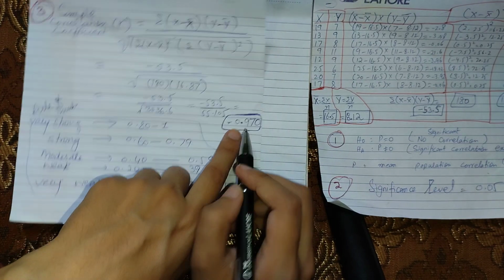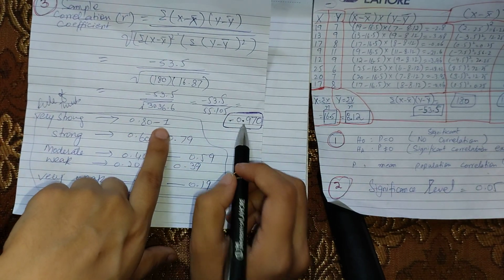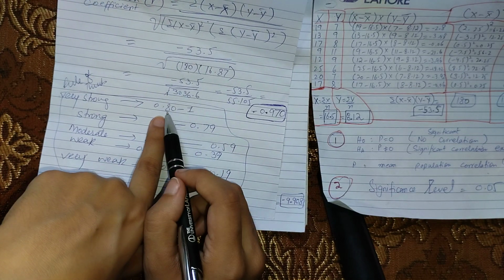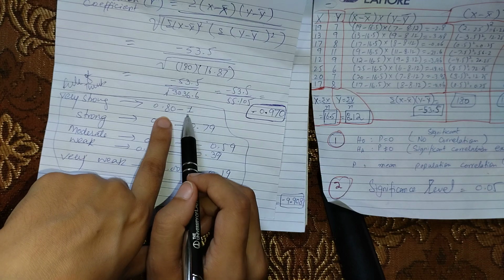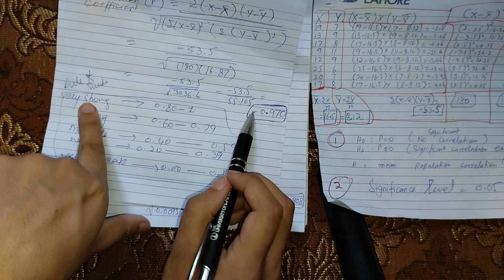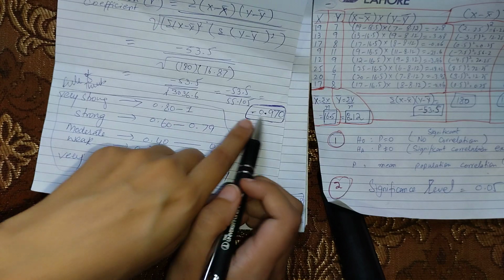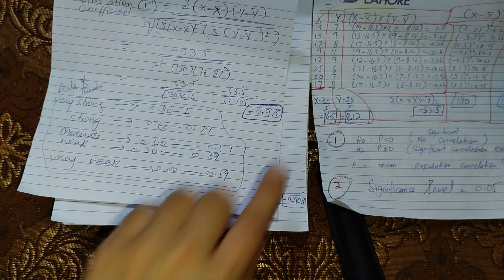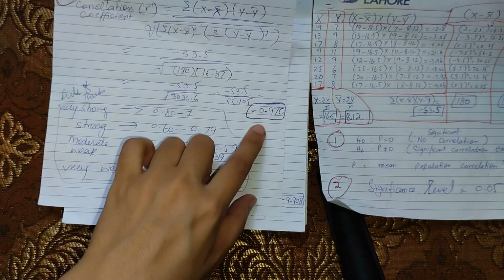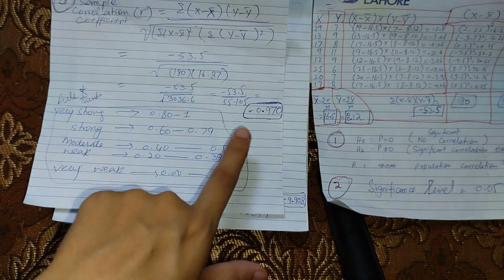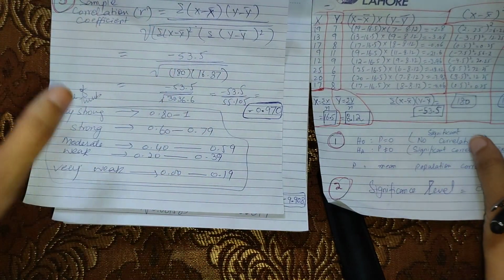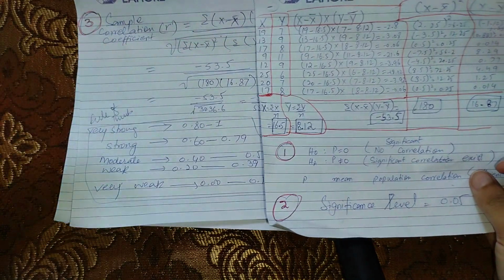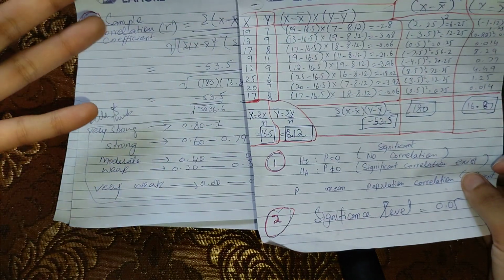Then comes the value 0.9. Here in this value, 0.8021, I will say negative, very strong correlation found. It means strong correlation, but which correlation? Negative correlation. Negative strong correlation found between x and y. Okay, clear? After finding the r value, the next step is to check the significance.